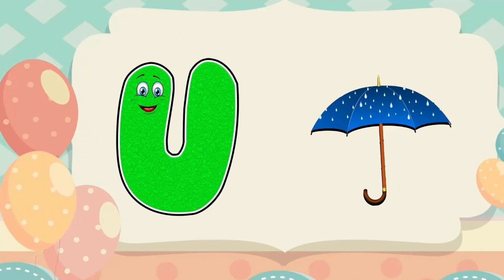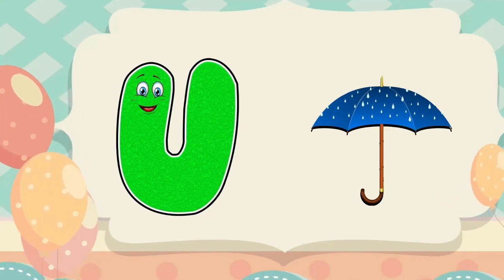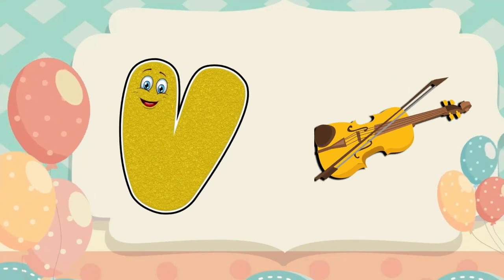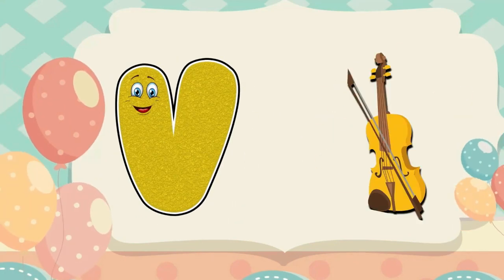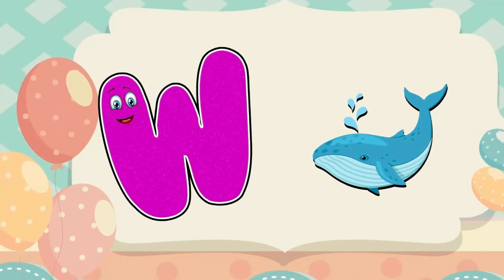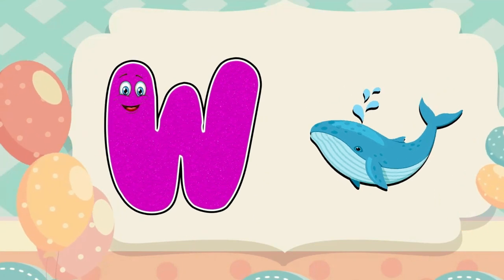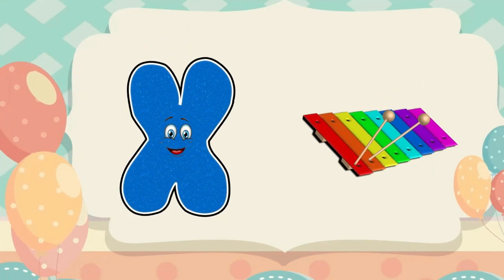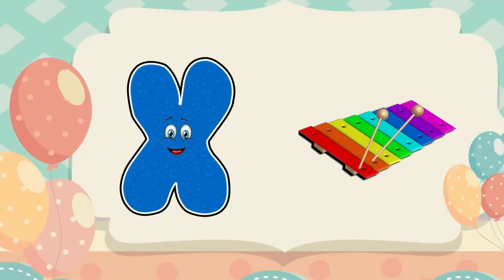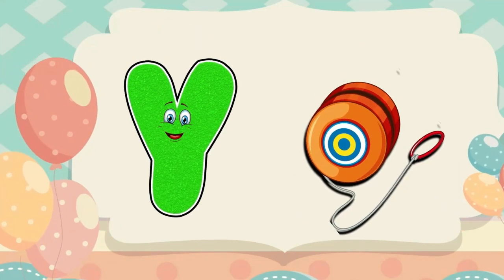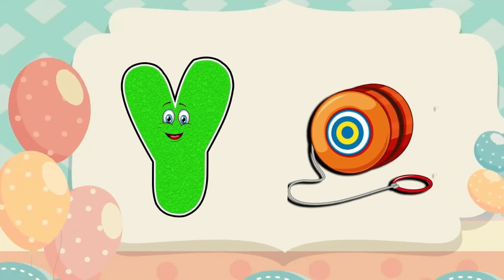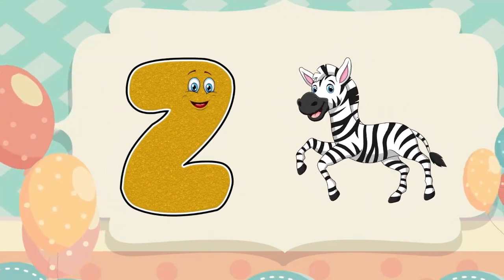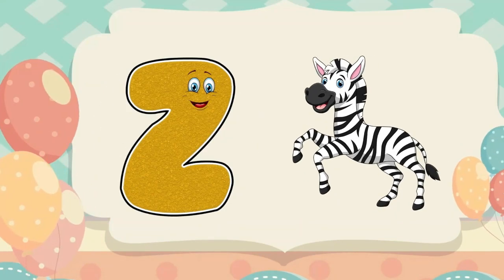U is for umbrella, umbrella, umbrella. U, umbrella. V is for violin, violin, violin. V, violin. W is for whale, whale, whale. W, whale. X is for xylophone, xylophone, xylophone. X, xylophone. Y is for yo-yo, yo-yo, yo-yo. Y, yo-yo. Z is for zebra, zebra, zebra. Z, zebra.